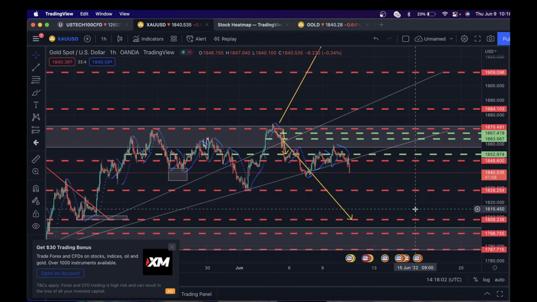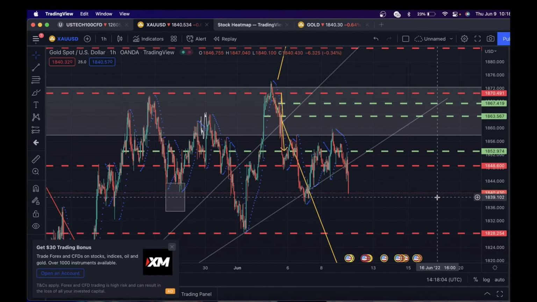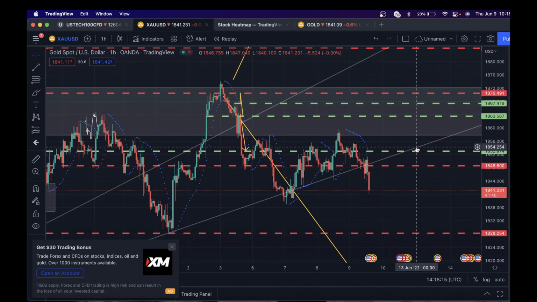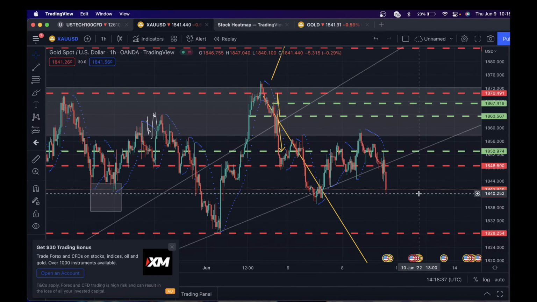So gold is still coming down. I'm still holding the sell position. I have two positions, one from 1874 and one from 1872, and sorry, four positions, and then again one position from 1858 and 1849. Even though I see an opportunity for scalping, I won't enter because I have my own rules of trading, so I should not cross that.